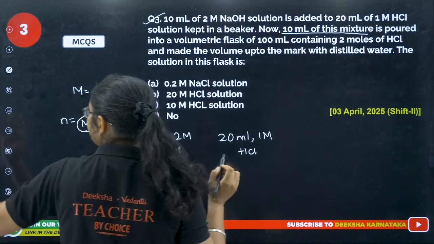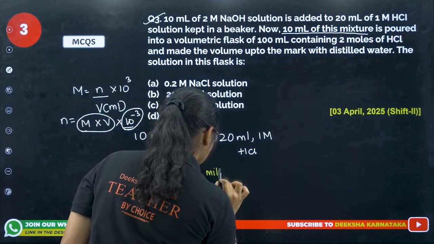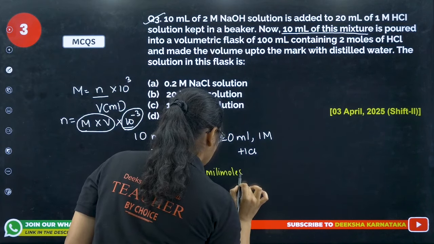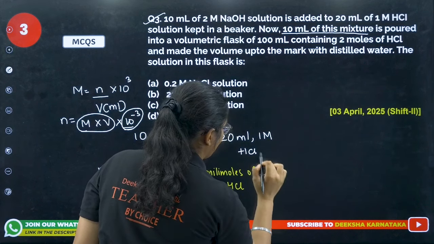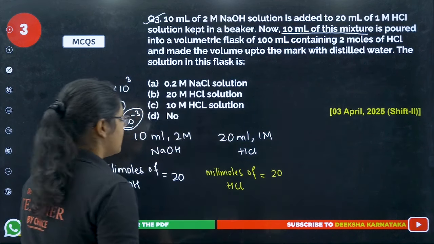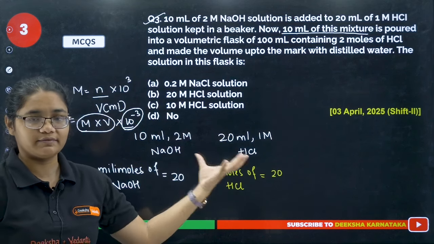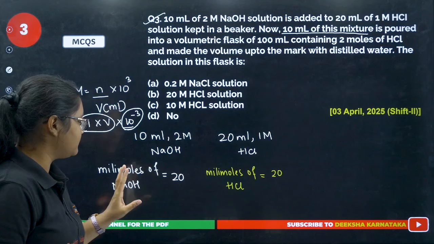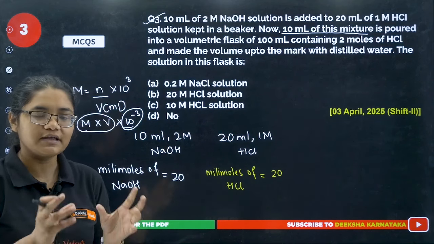Next I have millimoles of HCl. Okay, then that will give me 20. Now see, NaOH and HCl are a strong base and a strong acid, so they will neutralize each other. So 20 millimoles of NaOH will react with 20 millimoles of HCl and the solution is now neutral.